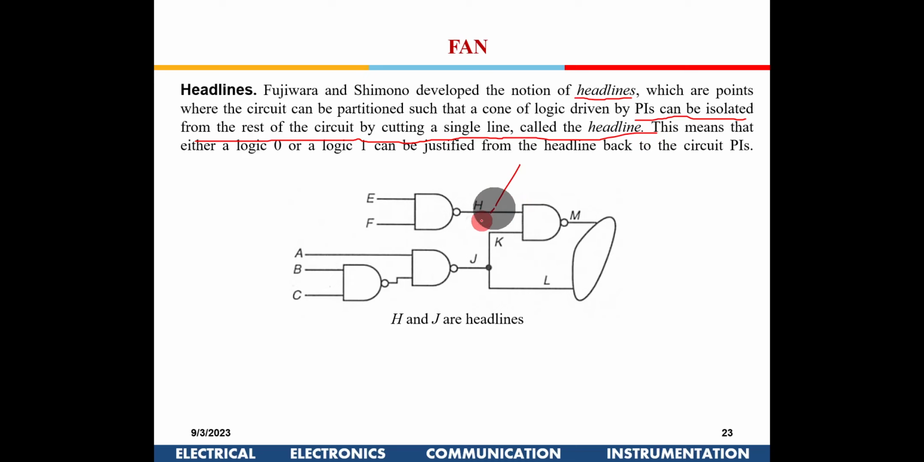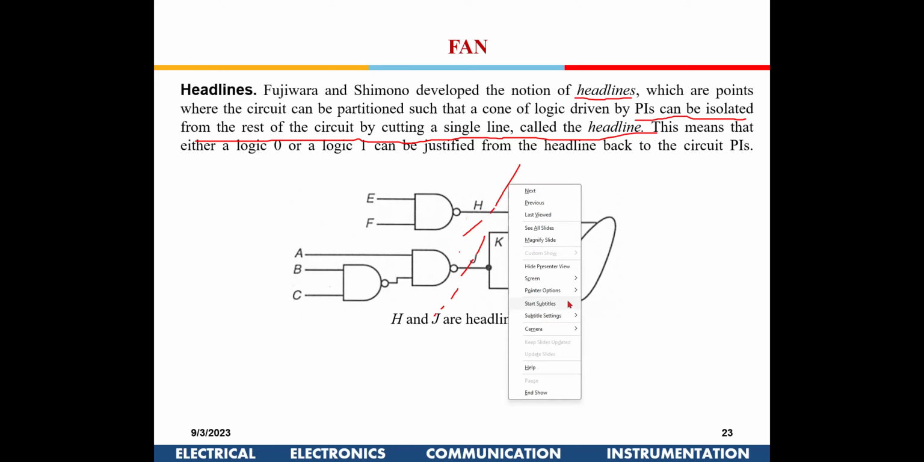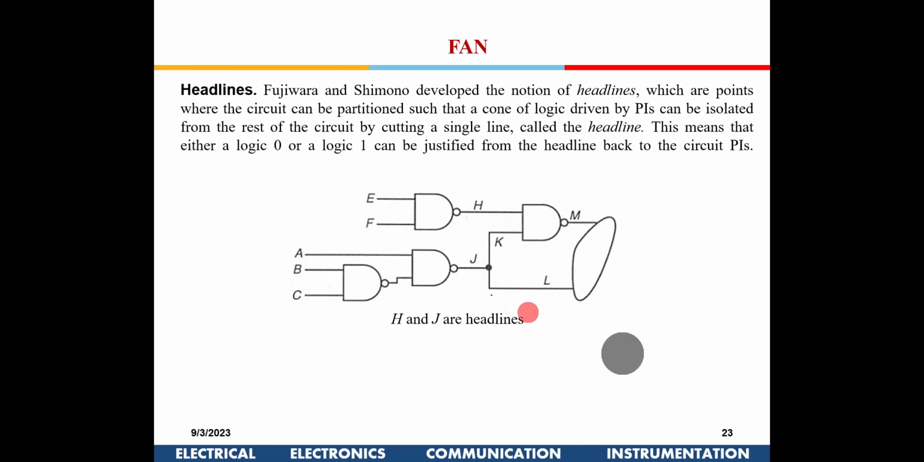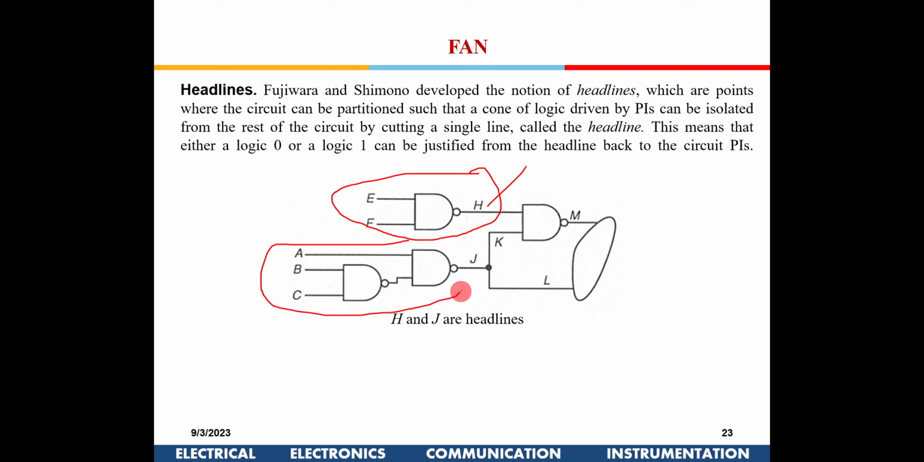That means if you cut it here, there is no branching out here. So this is one cone, EF. Similarly, this J, I can cut it here. But this much I can't cut here, because this J is going to the bottom also. So H and J, this is a single cone, and this is the headline. Similarly, this is a single cone, and this is a headline.